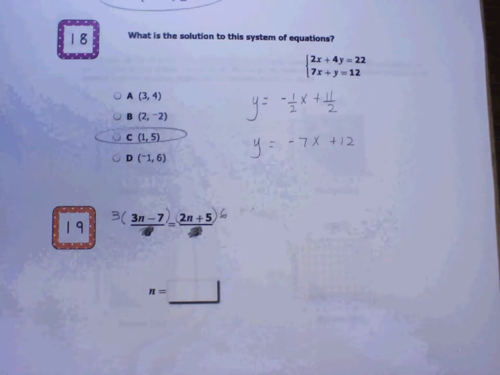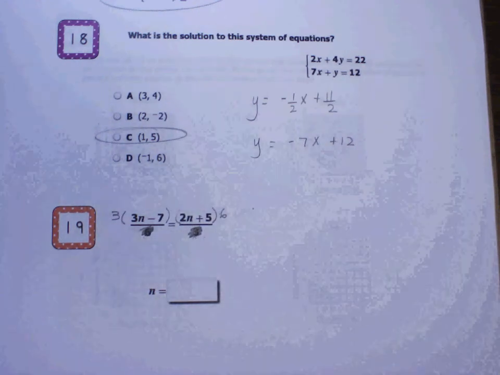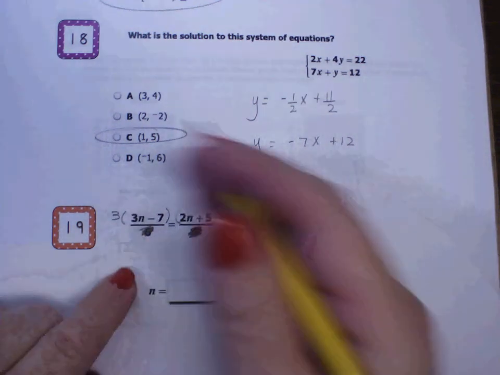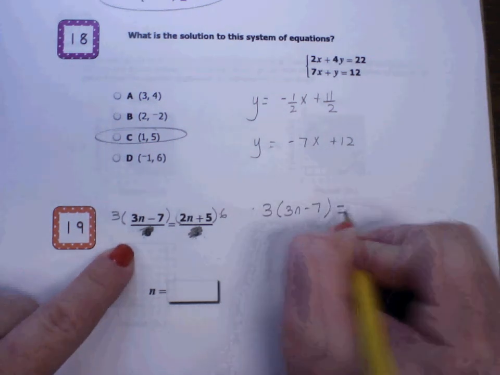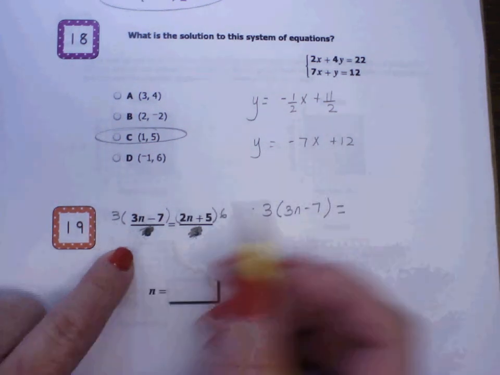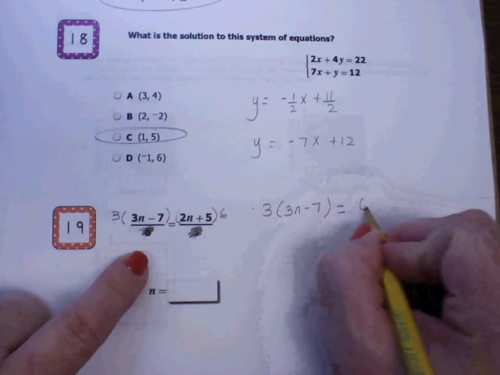3 times 3n minus 7. And then I'm going to put that 6 in the front. I want the coefficient in the front. And then after that, I would definitely go to equation solver and do my thing. Okay? So I'm going to write it as 3n minus 7.